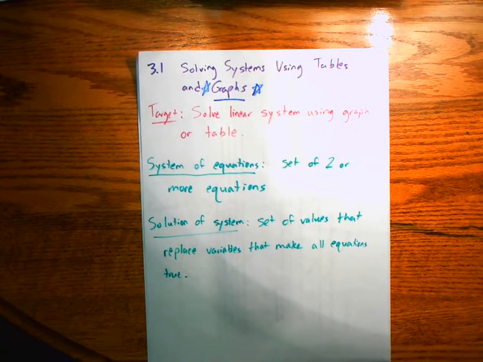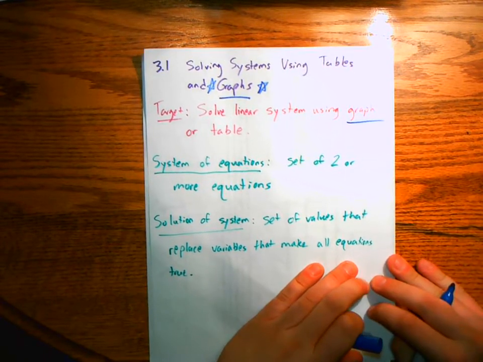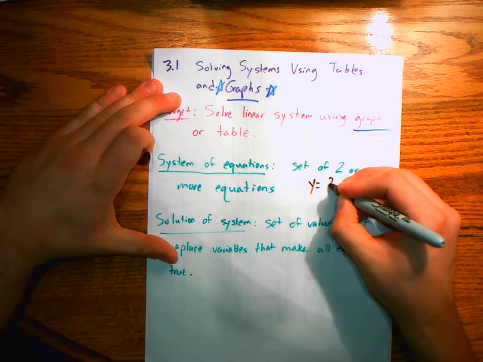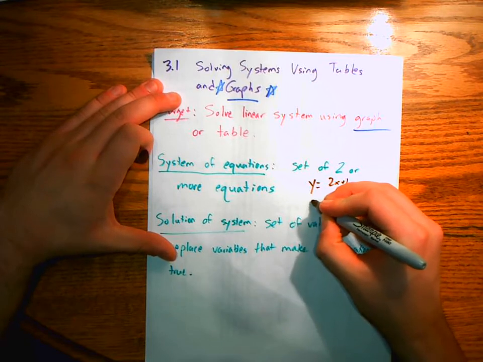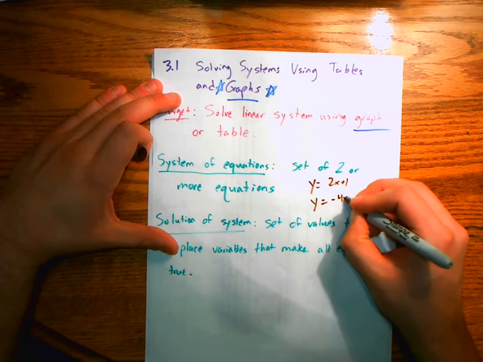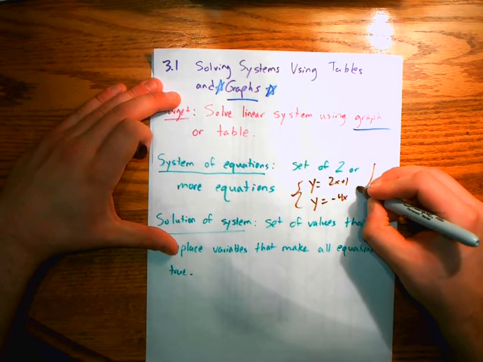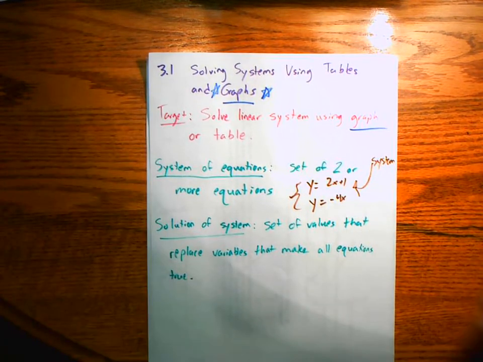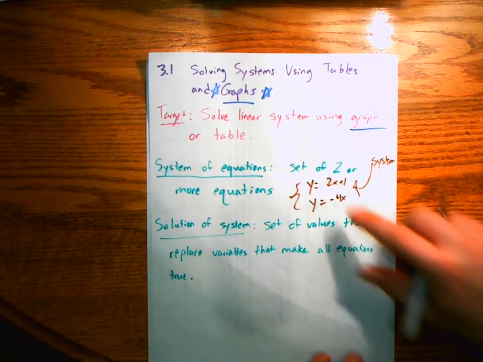The learning target is to solve linear systems using a graph or a table, again, more importantly focused on the graphing portion. A system of equations is any set of equations that has two or more equations within it. So if you have, say, y equals 2x plus 1 and y equals, I don't know, negative 4x, this entire thing right here is a system.